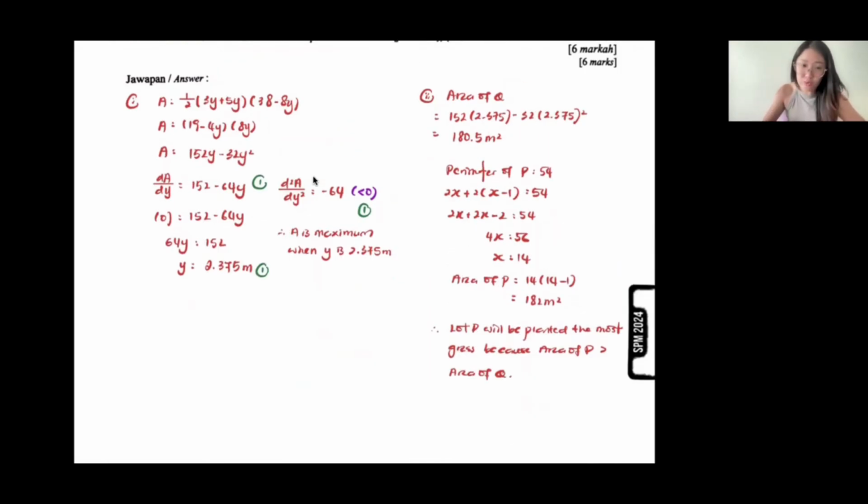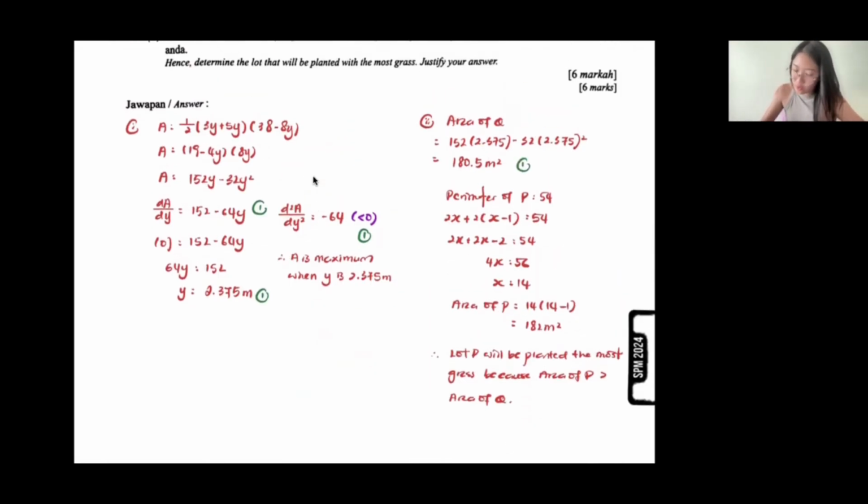6 marks over here. So for part 2, the area of Q gets you 1 mark, X equals 14 gets 1 mark, and then you get another mark for your answer at the bottom. This is question 9.